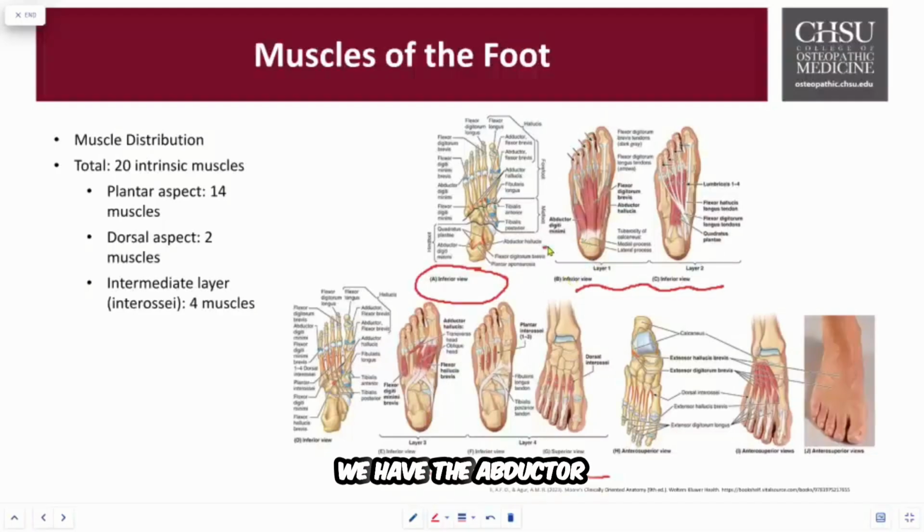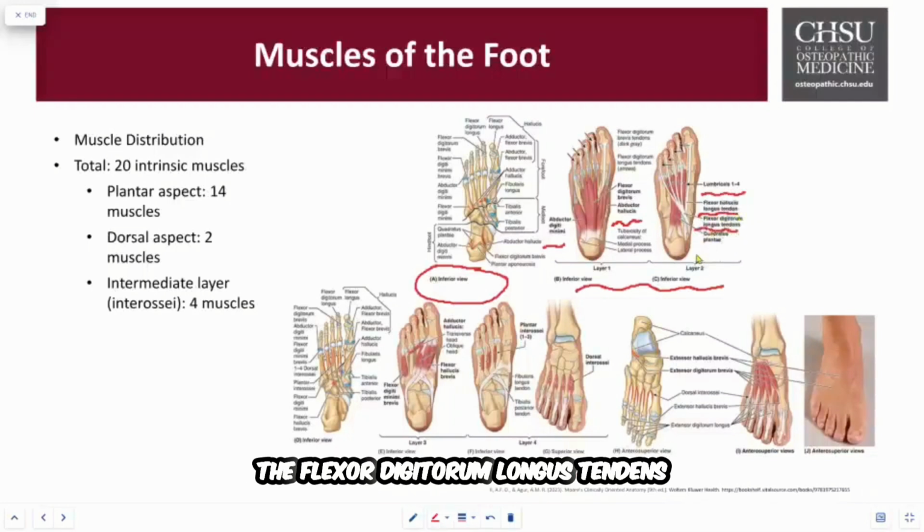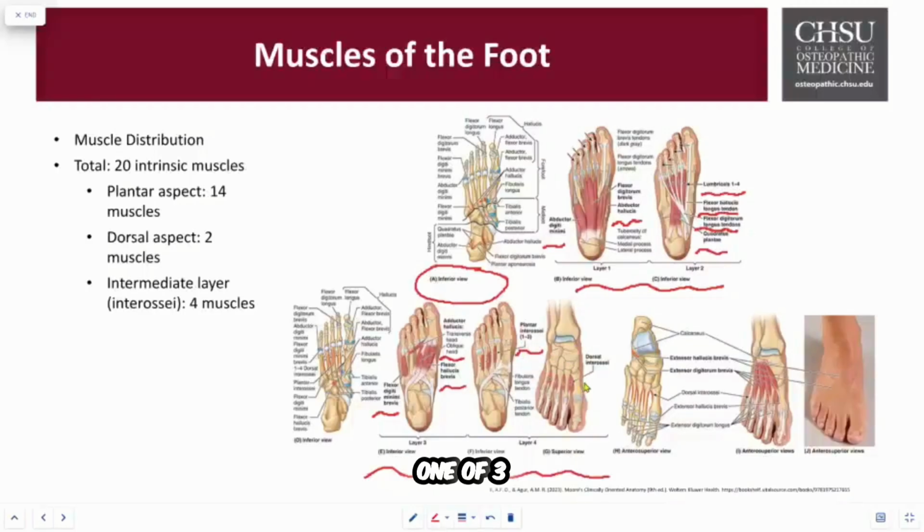So in layer 1, we have the abductor digiti minimi, the flexor digitorum brevis, as well as the abductor hallucis. Layer 2, we have the lumbricals 1 to 4, the flexor hallucis longus tendon, the flexor digitorum longus tendons, and the quadratus plantae. Layer 3, we have the flexor digiti minimi brevis. We also have the adductor hallucis, and we have the flexor hallucis brevis. And layer 4, we have the plantar interossei 1 to 3, as well as the dorsal interossei.